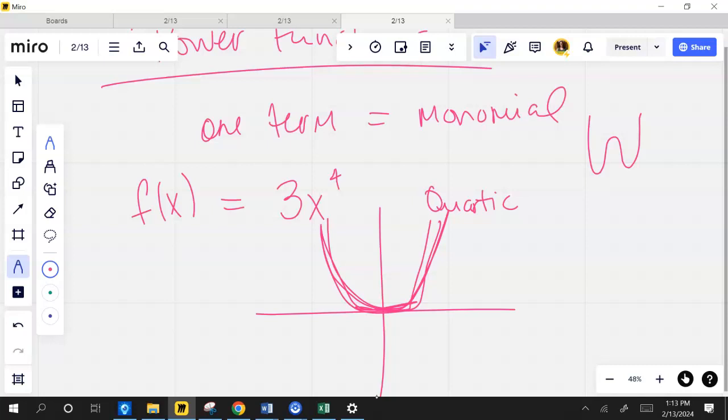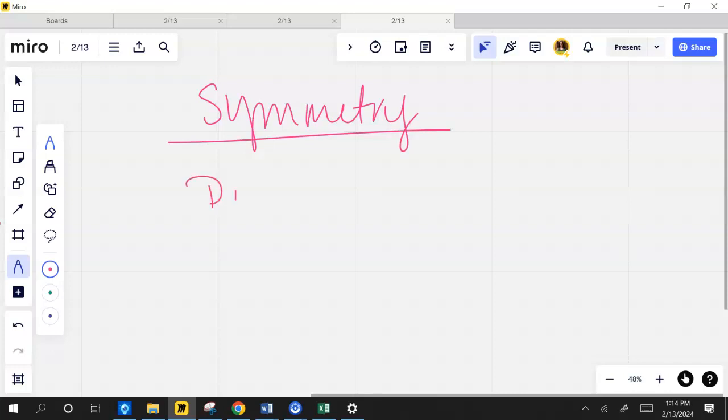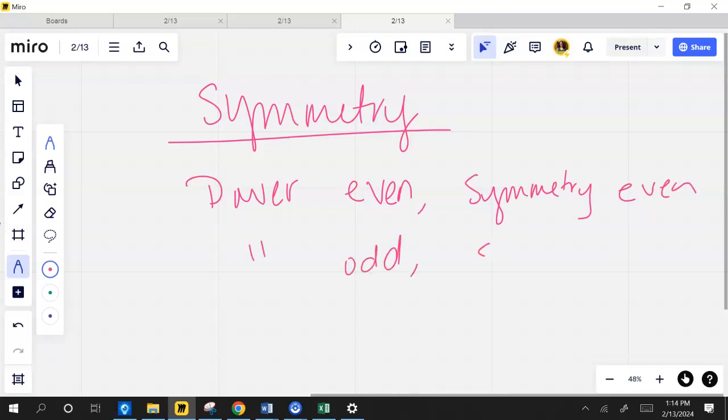Let's talk about symmetry. What did I tell a story about? If the power of the monomial function is even, then the symmetry is also even. That's exactly right. If the power's odd, my symmetry is odd.